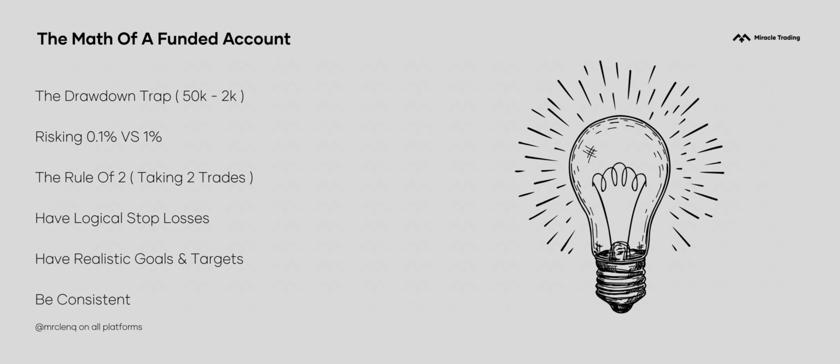I'm then risking less than a trader that is taking only two trades per day. So it's basically just the same when we're comparing it mathematically. So you should have logical stop losses, have realistic goals and targets, and try to be consistent.